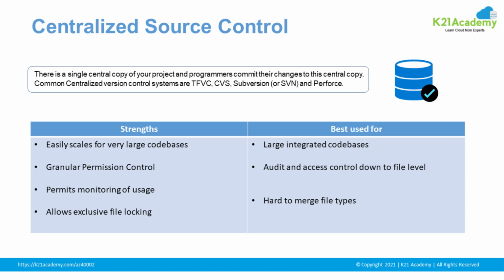So what is centralized version control system and what are all the strengths of it? We will see it. As the name indicates, it is centralized, which means there will be a common server available and there will be multiple clients available. It can easily scale for very large code bases, and it has granular permission controls. It can permit monitoring of any usage, and it allows file locking and everything. And it can be used for integrated code bases, audits and trials, and hard to merge file types.